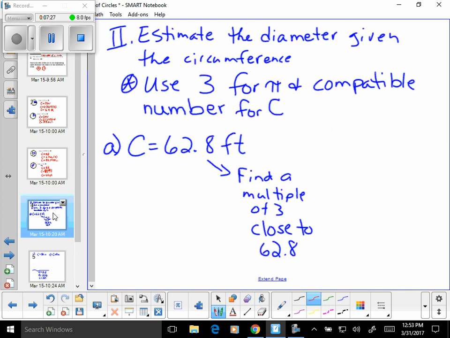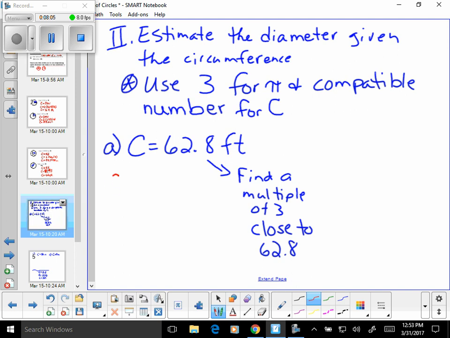The second thing that we're going to be doing in today's lesson is working with estimating the diameter if we are first given the circumference. Now again, this is estimation, and we're going to end up dividing because we're going to substitute into the formula and find we have to divide. So therefore, we are going to use 3 for pi because that's going to be your divisor. But then, remember, you want to pick a compatible number for c because you want to be able to divide very easily with mental math or with paper and pencil. Maybe it'll be a little bit clearer when I show you what we do.